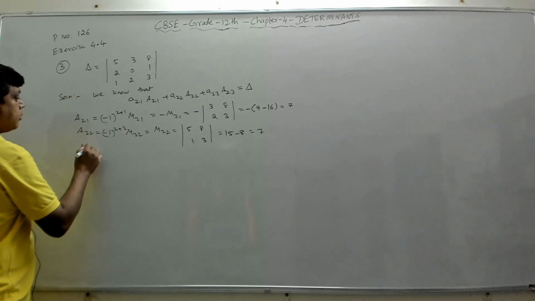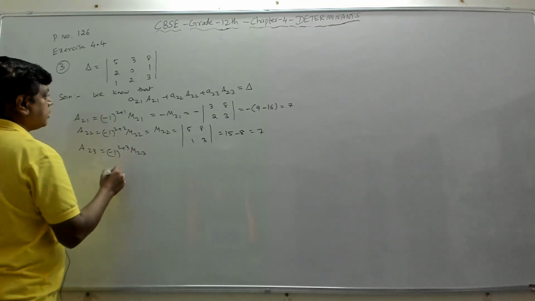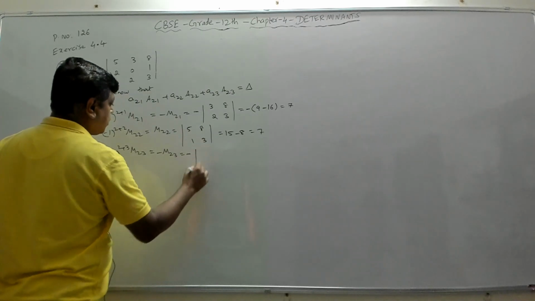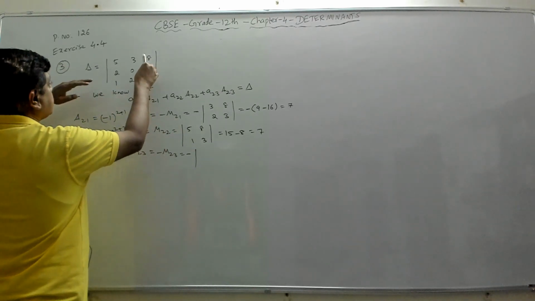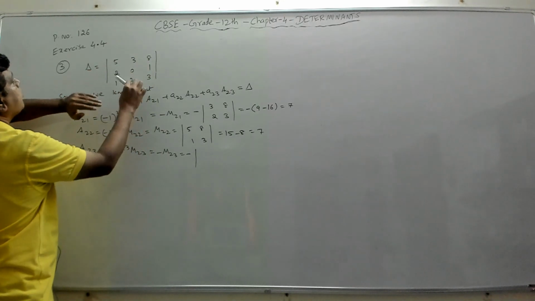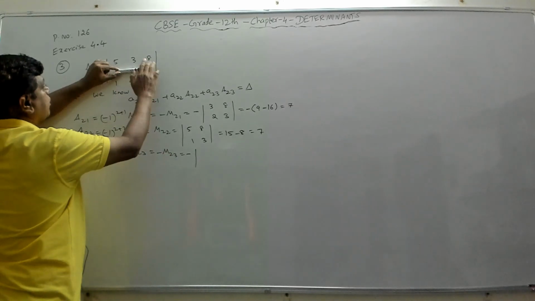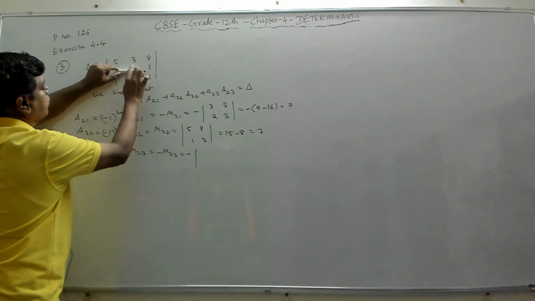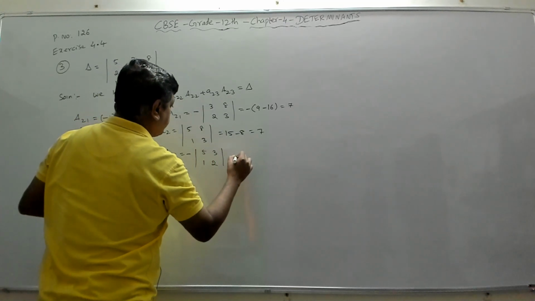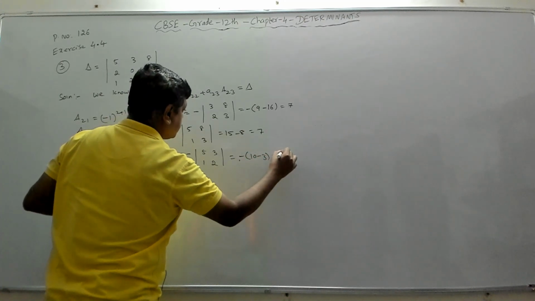Then A23, that is equal to minus 1 power 2 plus 3 of M23. That is equal to minus M23. That is equal to minus of determinant of second row, third column. Close the second row and third column, I'll get 5, 3, 1, 2. You get minus of 10 minus 3, which is minus 7.